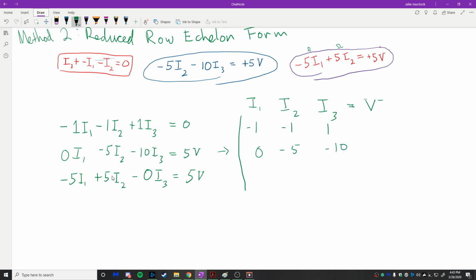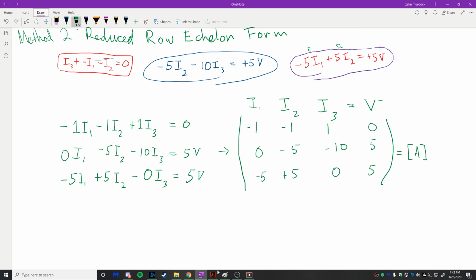And the third equation, and there's a 5 here too, right? And there was a 0 here, my bad. So the first row is negative 1, negative 1, 1, 0. The second is 0, negative 5, negative 10, 5. And then for the third equation, it's negative 5, positive 5, and then 0, and then 5. So we make this matrix like this, and what you want to do is set this matrix equal to something like A in your calculator, okay?